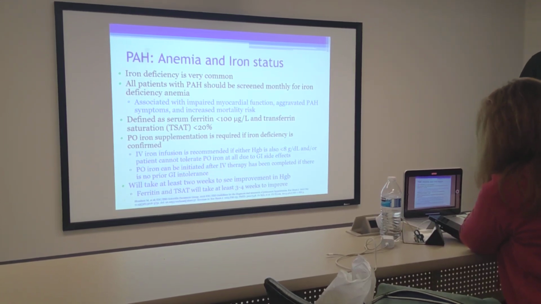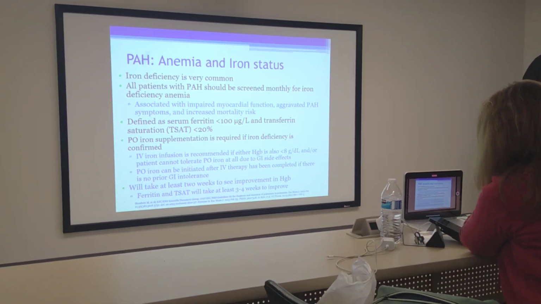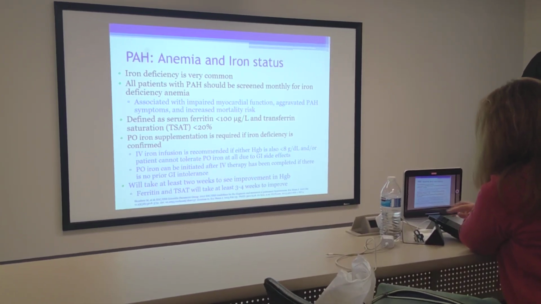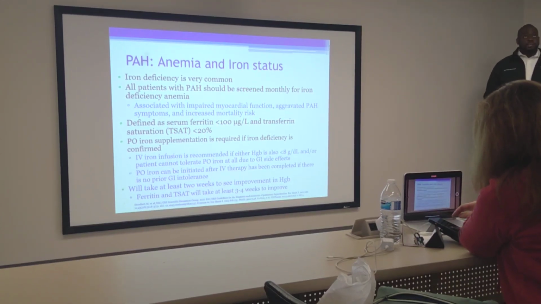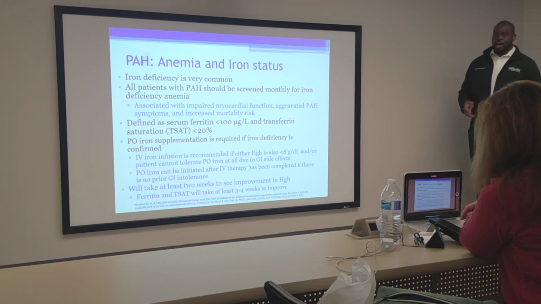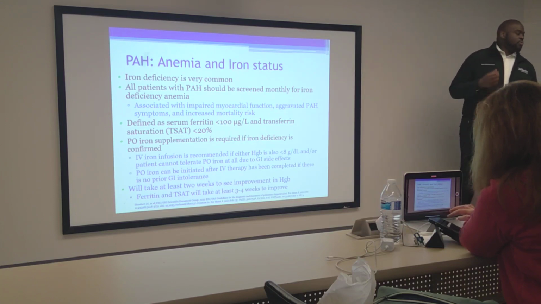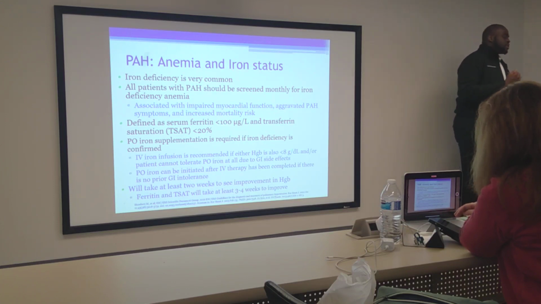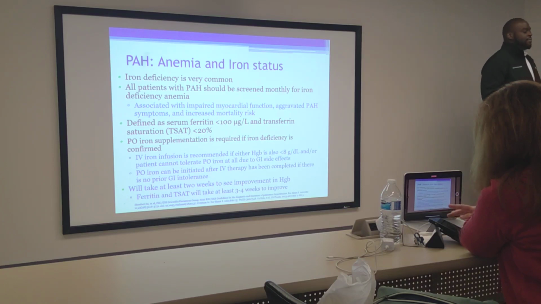Now, PO iron is definitely required if iron deficiency is confirmed. And going into our IV iron infusion, on this end, iron infusion is only recommended if these patients have a hemoglobin less than 8, and/or a patient can't tolerate PO iron at all due to the GI side effects.